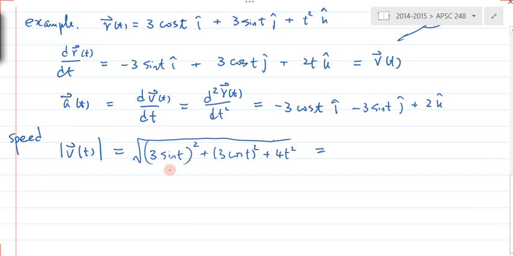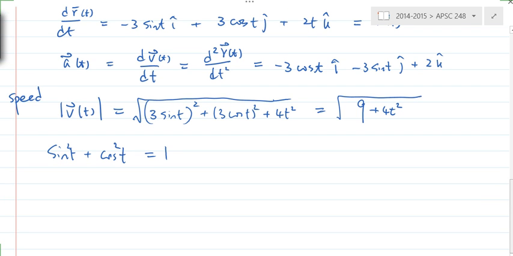So what's the trigonometry identity applied to the first two terms? Anybody? So what is sine squared plus cosine squared equal to? 1. So basically the first two terms end up with 9, right? And plus 4t squared. This is another thing I often emphasize here: some of the basic trig identities you will have to remember. Particularly, it has to be.